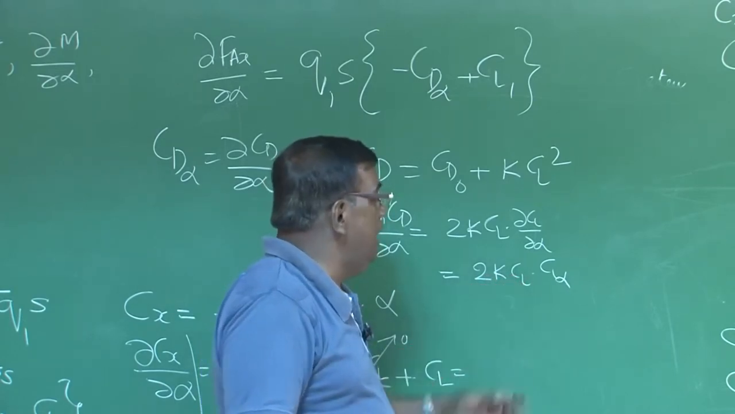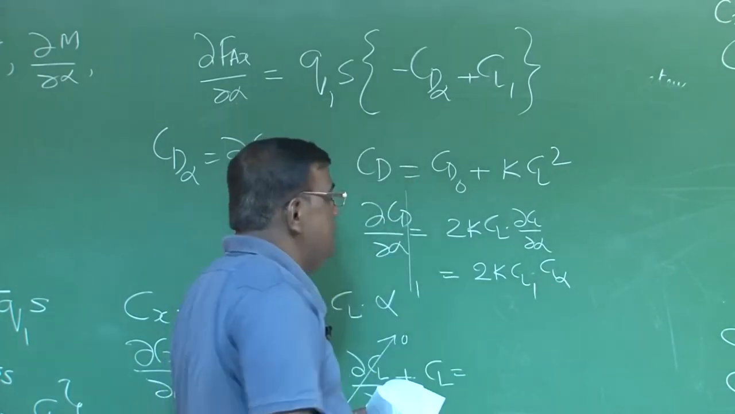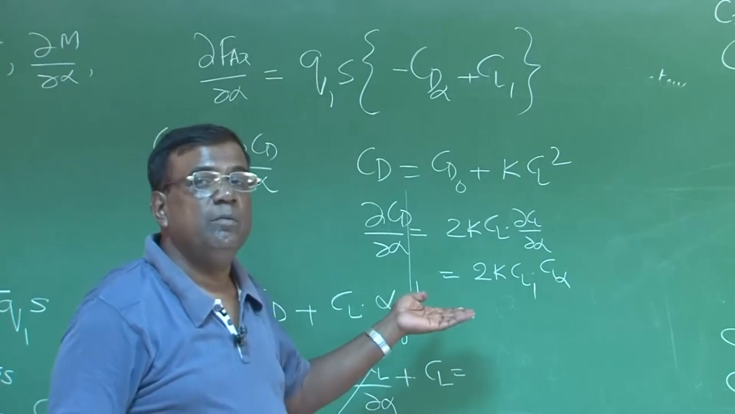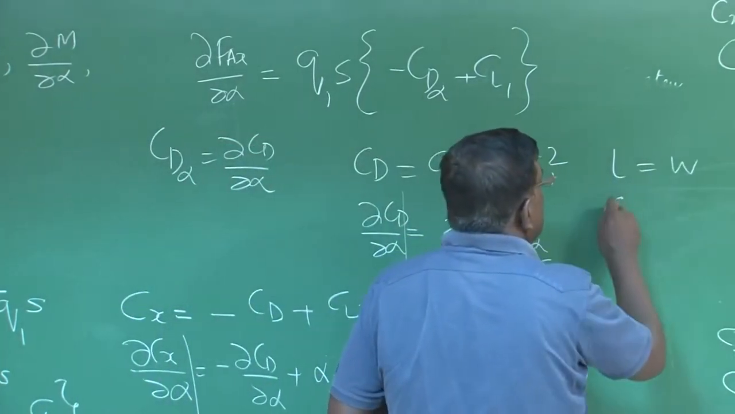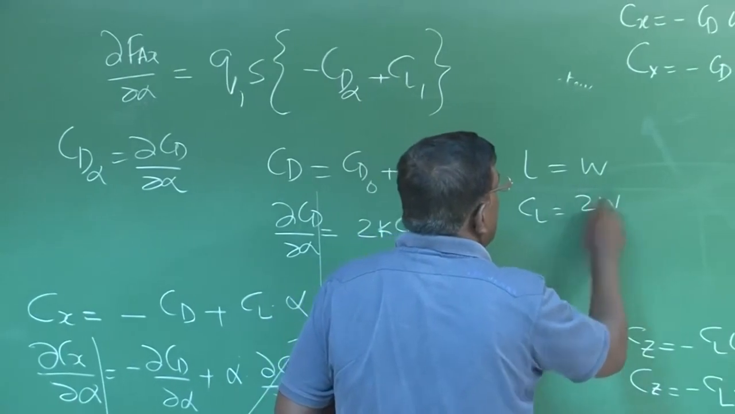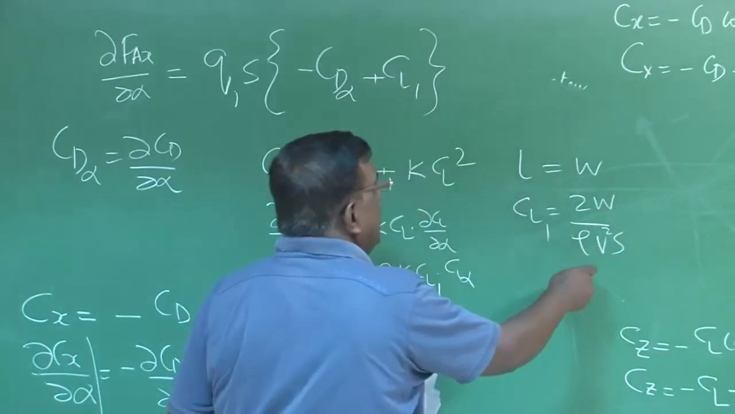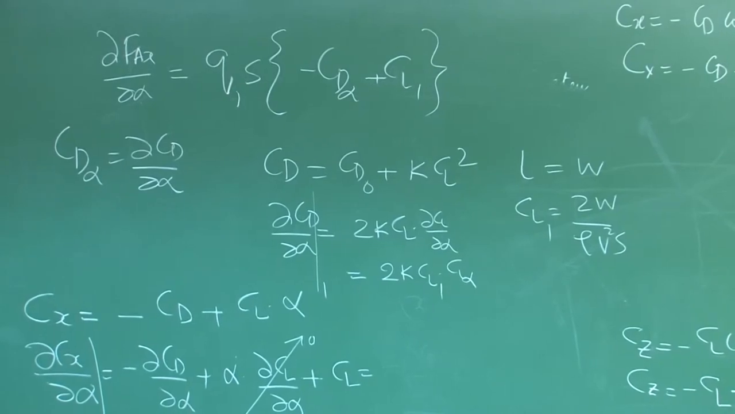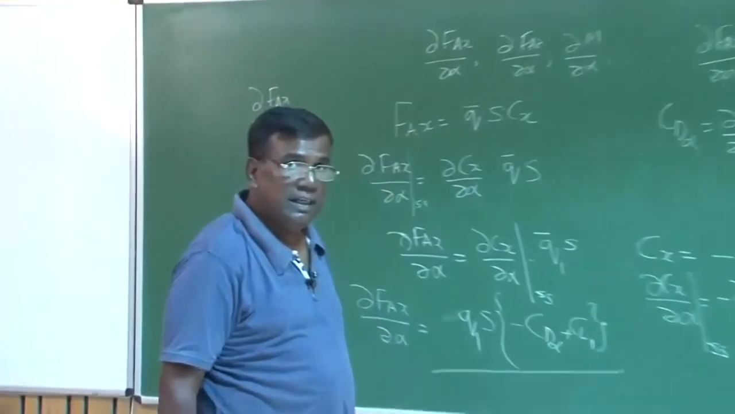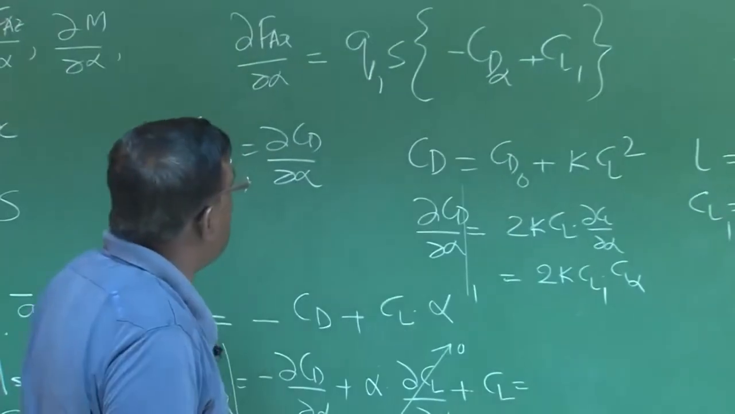If I know what CL this gentleman is cruising at, because these are evaluated at steady state, CL1 will be given by CL equal to what? Lift equal to weight. So CL equal to 2W by rho V square S. So CL1 you can easily find out from this expression, corresponding to the steady state, the cruise, which is our steady state condition. Right? So simple to understand.